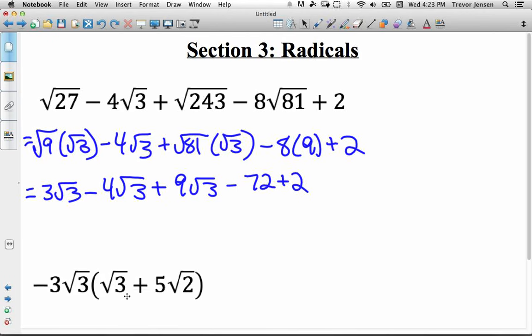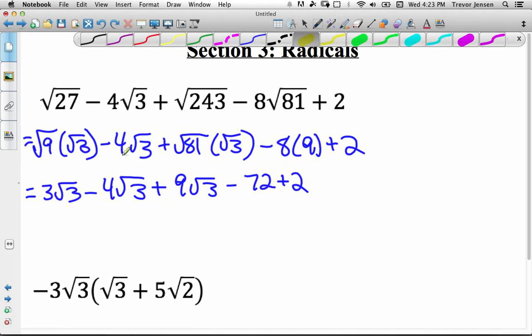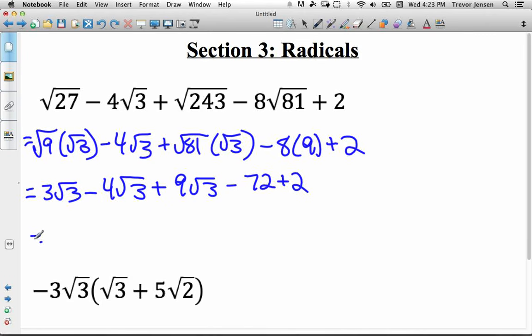And now I can collect my like radical terms together. So, since all three of my first terms all have the exact same radical part of the expression, I can collect them together by just adding and subtracting the coefficients. So I have a 3 root 3 minus 4 root 3 plus 9 root 3. So 3 minus 4 is negative 1, plus 9 is 8, so that gives me 8 root 3. The radicand does not change when adding or subtracting. The radicand is the number under the square root. And then negative 72 plus 2 is negative 70. That's my simplified expression of what we had at the beginning.